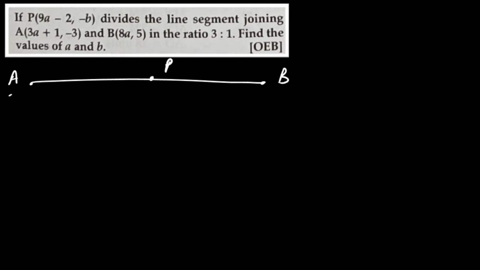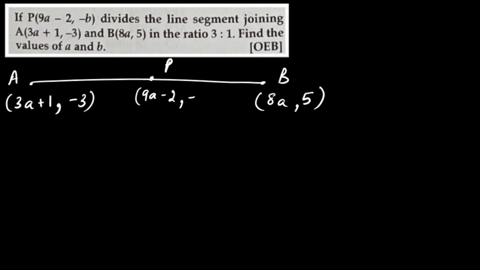A's coordinates are given to us as 3a plus 1, comma minus 3. B's coordinates are given to us as 8a, comma 5. P's coordinates are also given, I'm just writing them as 9a minus 2, minus b. The ratio is also given to us, so the ratio is 3:1. We have to find the value of a and b, the unknown variables in all of these coordinates.